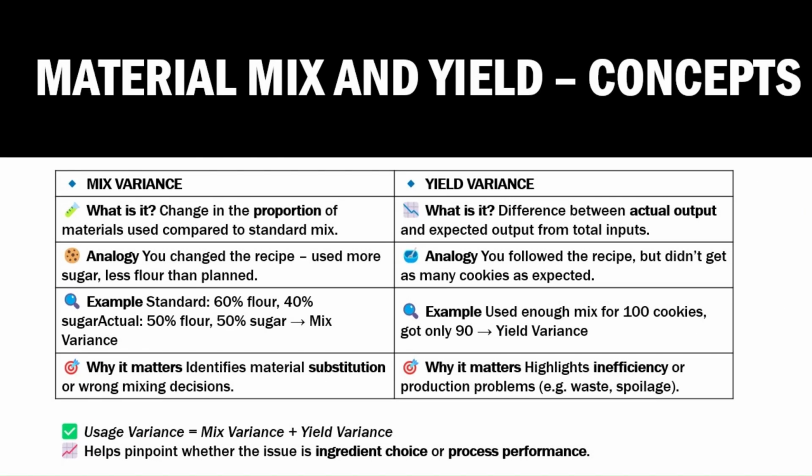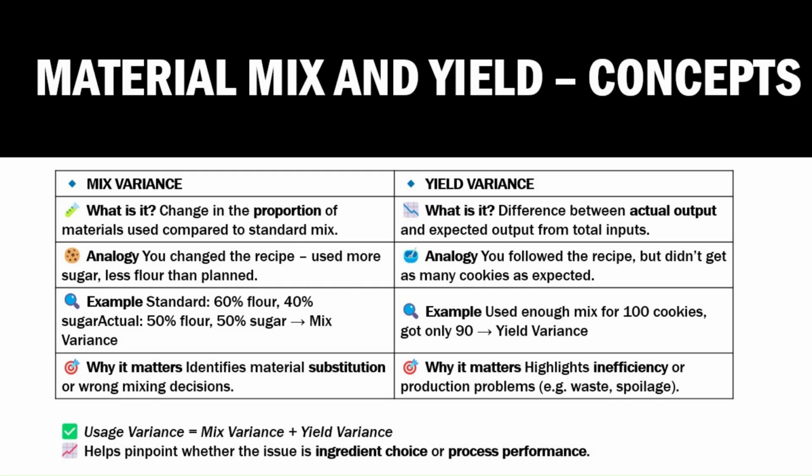Material usage variance can be split into two parts: mix variance and yield variance. Mix variance measures the impact of using a different proportion of materials than planned, while yield variance measures the efficiency of turning input into output. Together, they explain whether inefficiency came from the wrong combination of materials or from the production process itself.